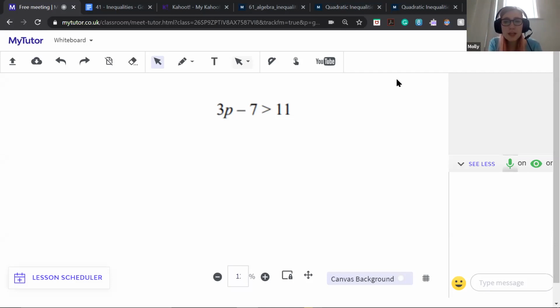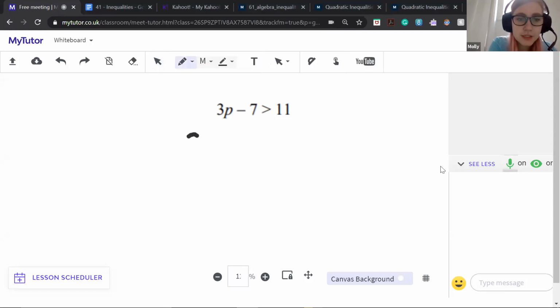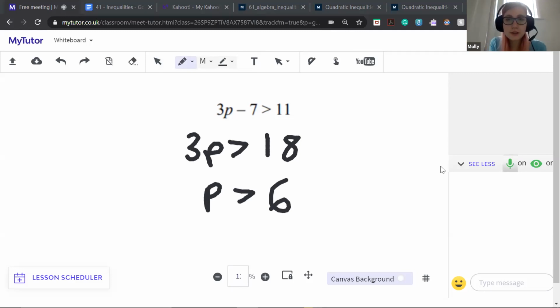Cool. Loads of people getting it, which is really fantastic. So let's have a go. Remember, just do this as though it was an equal. So we want P by itself on the left. So we're going to add 7 to both sides, which is going to give us 3P is greater than 18. Then we're going to divide by 3. Now, are we dividing by a negative? No. So we're fine. The sign stays the same. So P is greater than 6. Simples. So well done. Loads and loads of people got that.